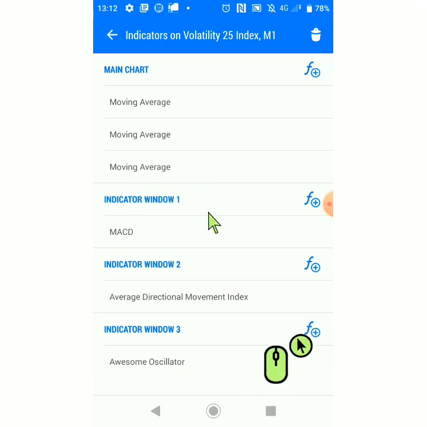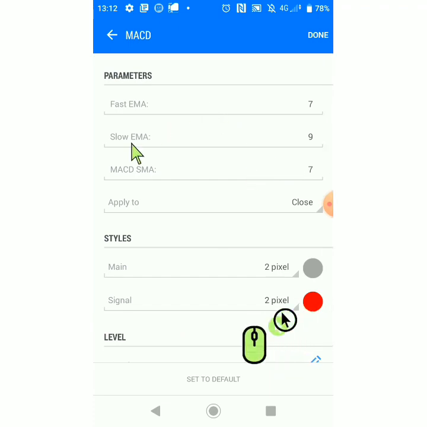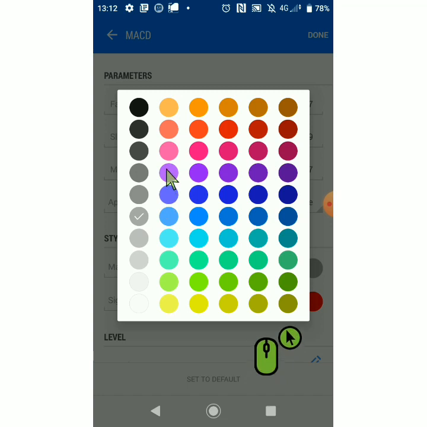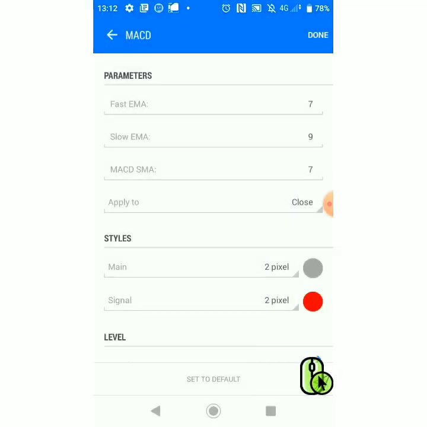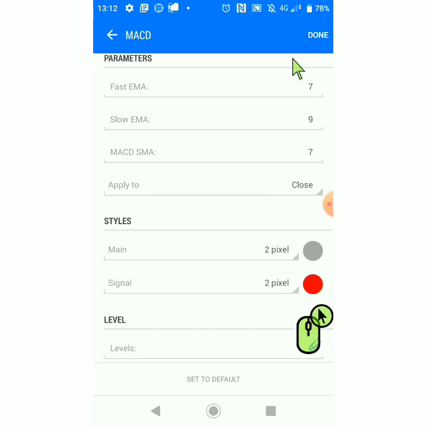Next thing we want to add is the MACD, and under the MACD, fast EMA, make it 7, your slow EMA make it 9, and your MACD's SMA make it 7, apply to close. Now make your main, put it on this color, or you can choose whichever color suits you, but just make sure it is not brighter than the signal. This signal is very important. You can choose any color you like, but let it be a dim color compared to this signal. The signal should be brighter. Under our levels, we don't have any level, so you just click done, but I'll click back.